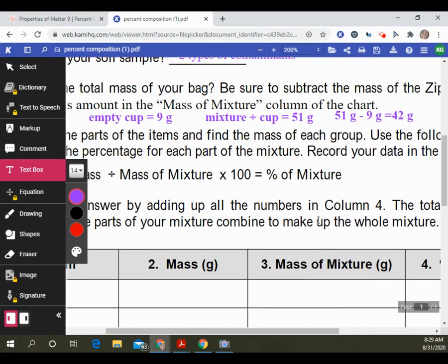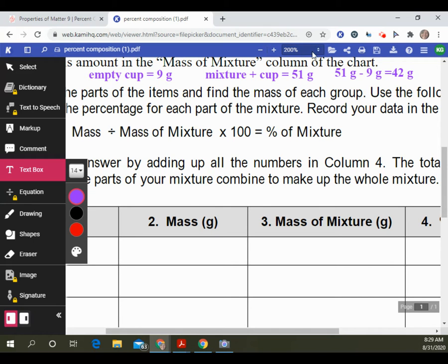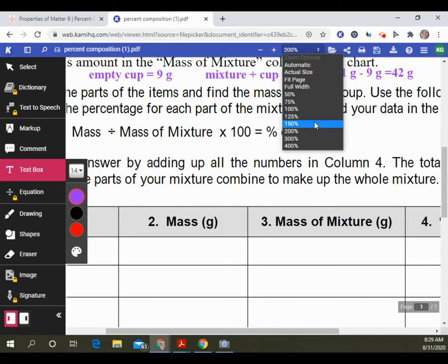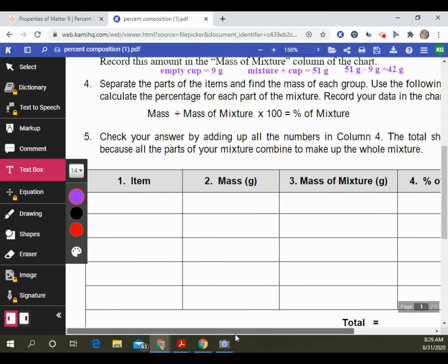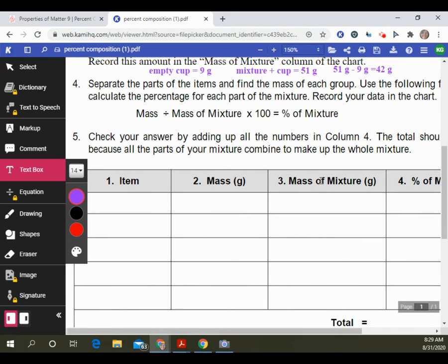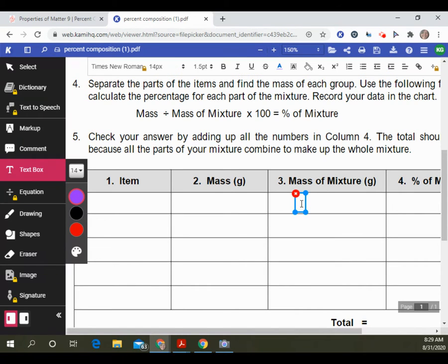So let's look down at the data table, and I need to make this smaller so we can actually see the data table. So when we look, all right, the mass of the mixture right here is going to be the same for every part of our data table. It says record this amount in the mass of mixture column of the chart. So we're going to go ahead and type in 42 grams.